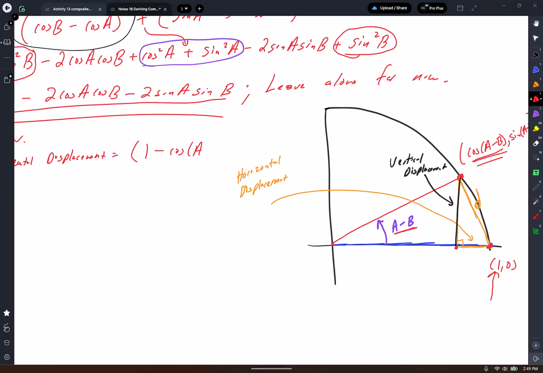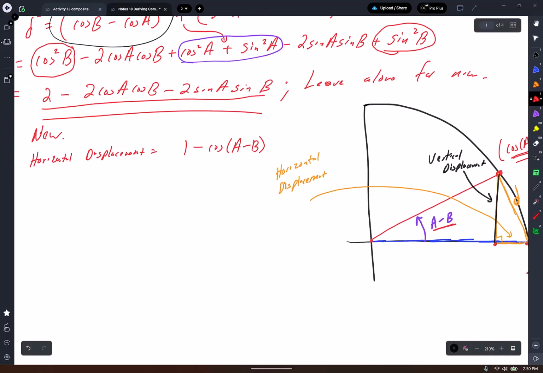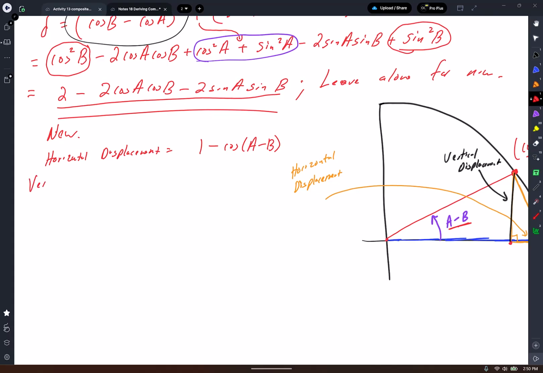Cosine of A minus B. Close it, put a square on it. Oh, no, not a square. That's just the horizontal displacement. I'm already getting ahead of myself, doing the Pythagorean theorem already. And I guess you don't need the parentheses on the outside yet because I was squaring it in my head already. But there it is. That's the horizontal displacement.